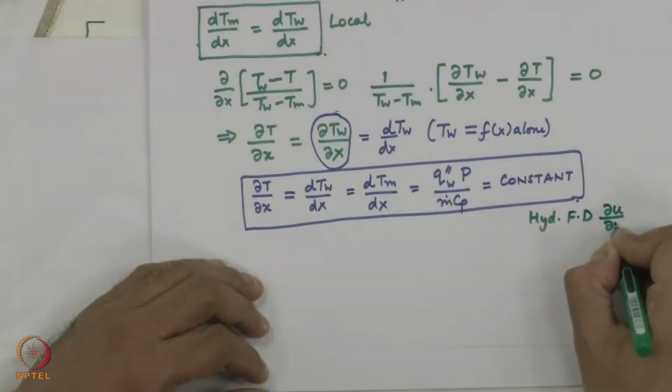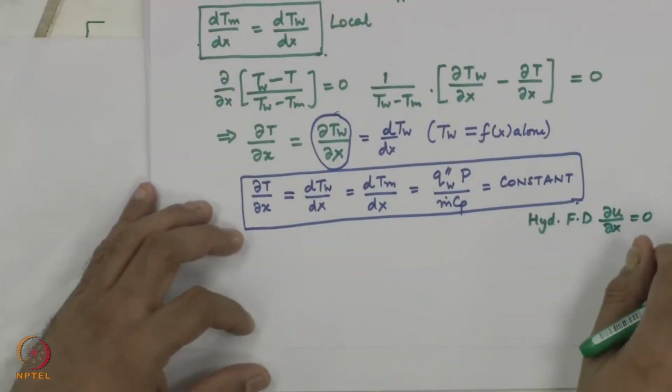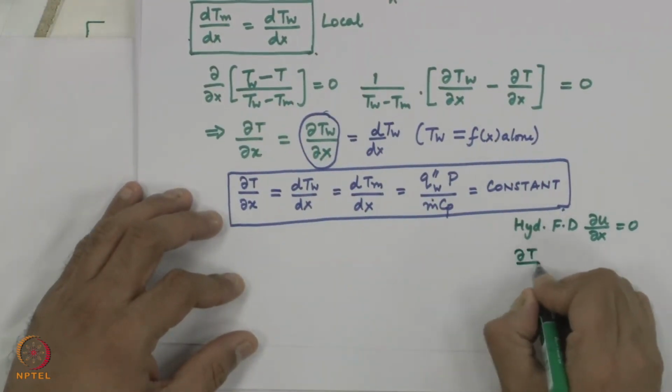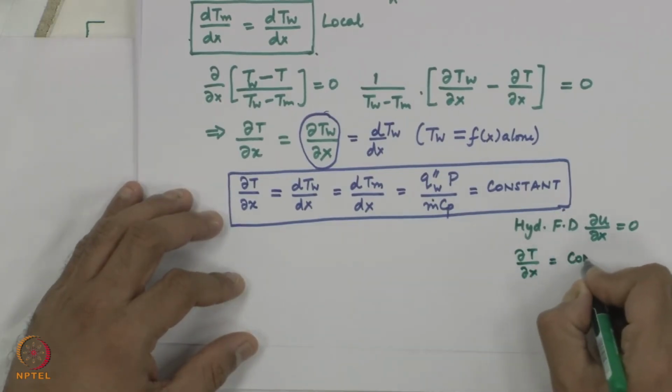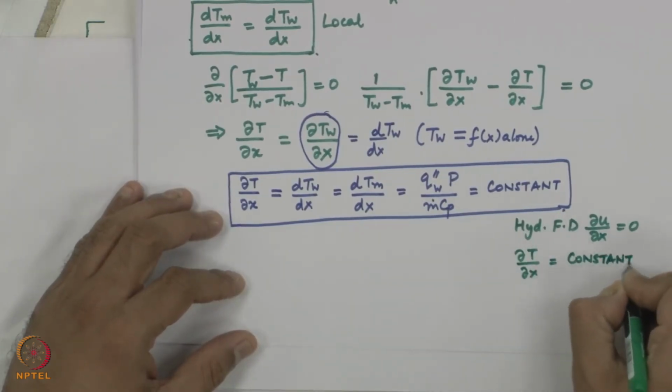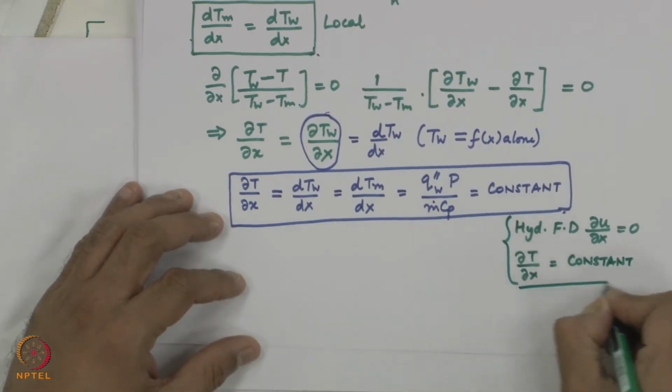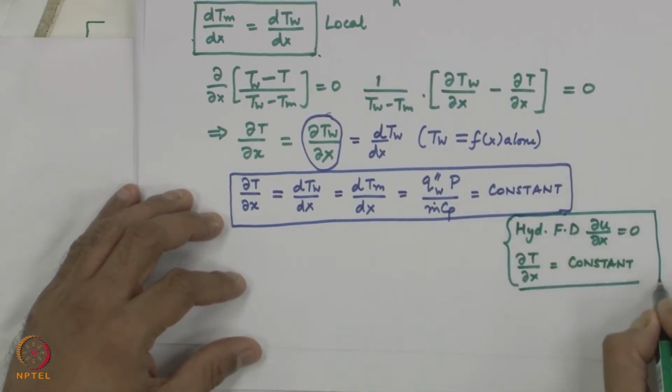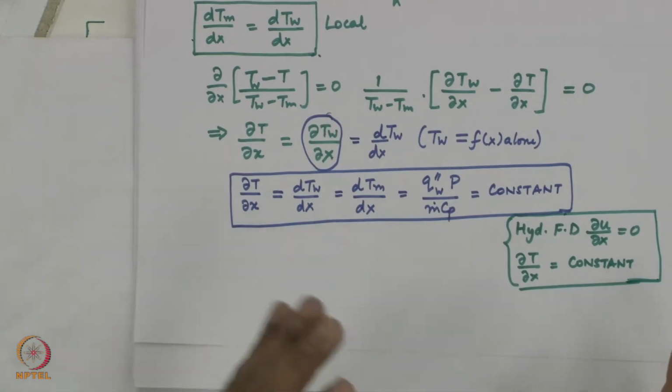This is now giving us an additional important thing, dT by dx. Go back to your hydrodynamics. Hydrodynamically fully developed, what did we say? dU by dx is equal to 0. Now I am saying dT by dx is not 0, but it is constant. I hope you will be able to appreciate the difference here. So, something special happens because of fully developed. What is that special condition? dU by dx equal to 0 hydrodynamically.